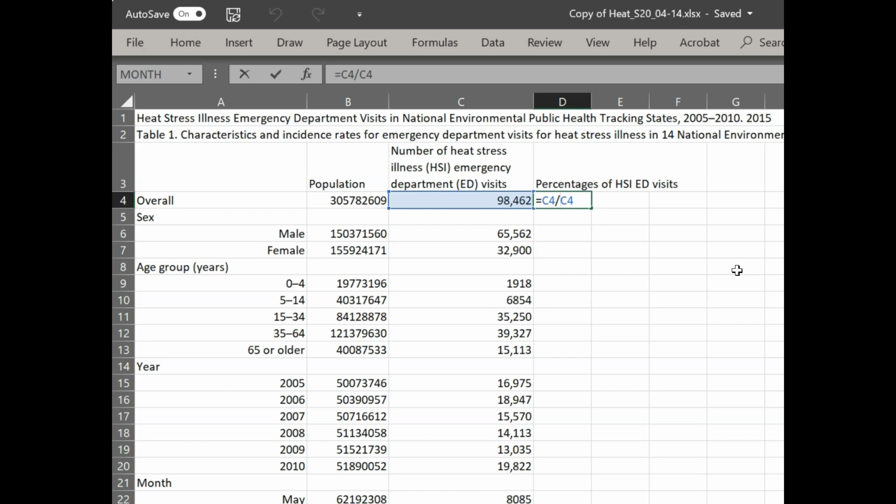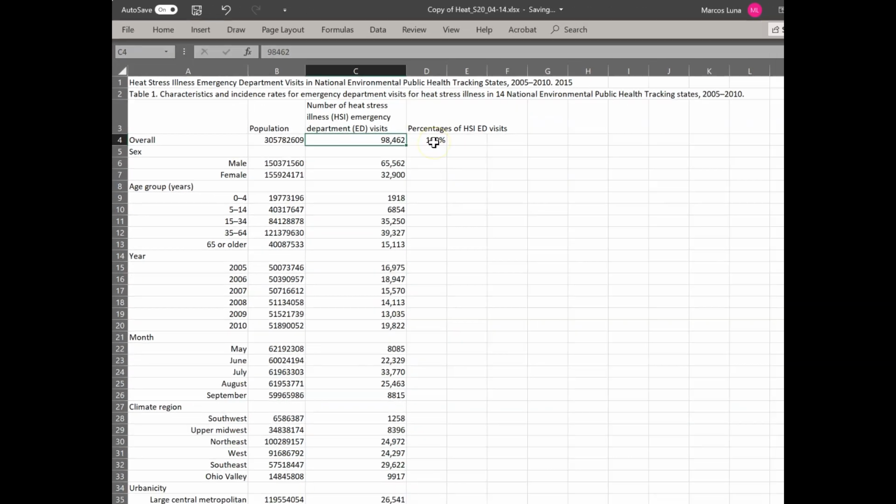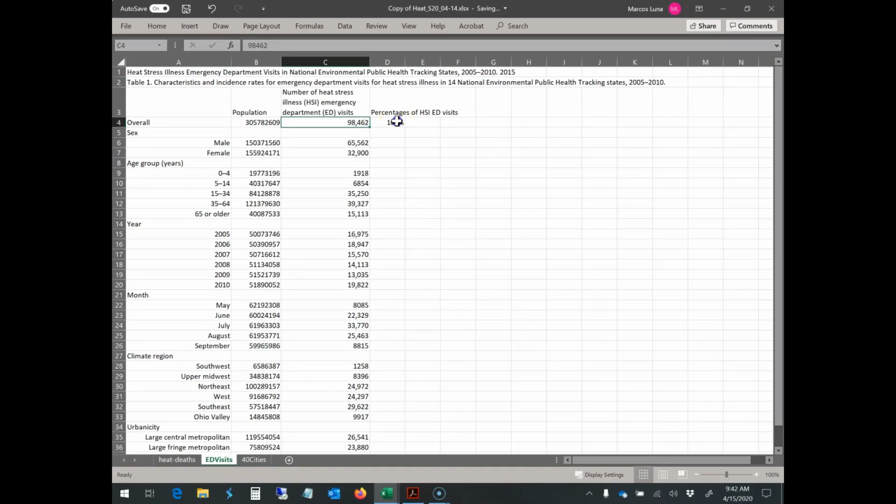We can do that manually by just typing them in, or if you want to be quick about it, you can use the F4 function key on your keyboard and it automatically drops in those $ signs for you. And again, that's just to hold the denominator stable, since the underlying population of people who ended up in the emergency department doesn't change.